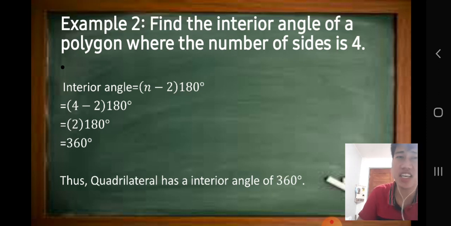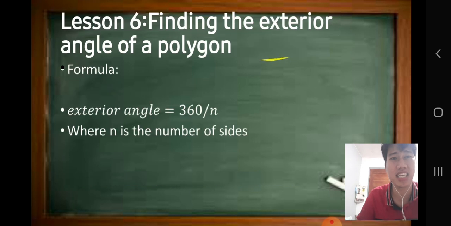Next is the interior angle of four sides. So use the formula of n minus 2 times 180 degrees, where n is the number of sides. So 4 minus 2 times 180 degrees. 4 minus 2 is 2, times 180 degrees is 360 degrees. So therefore, a quadrilateral has an interior angle sum of 360 degrees.